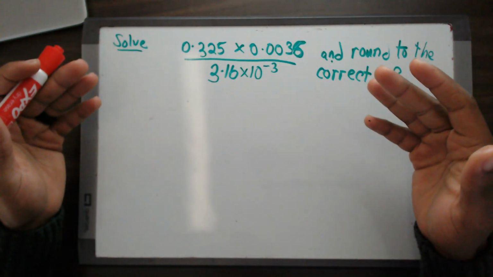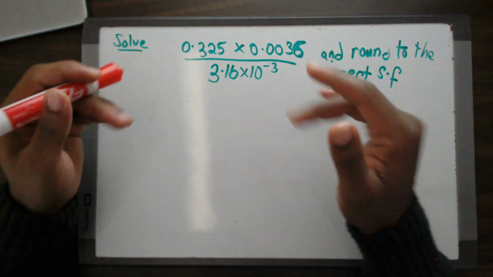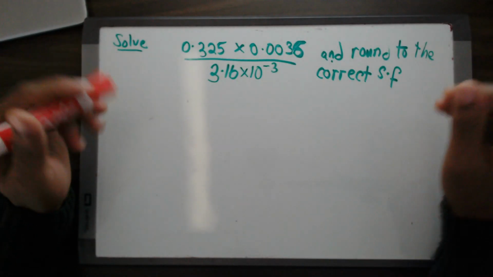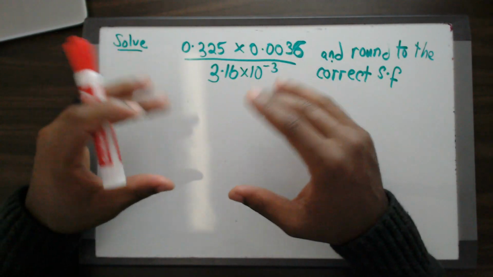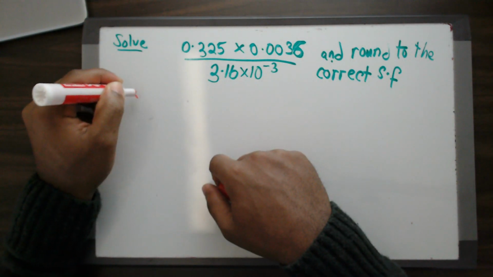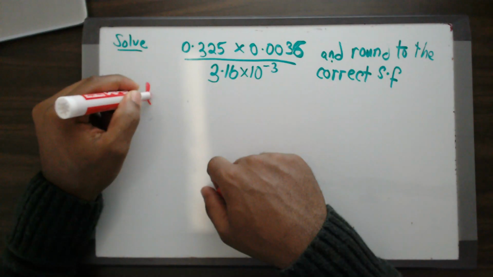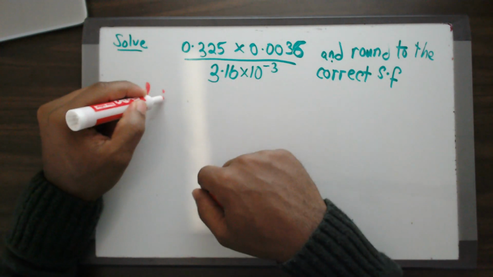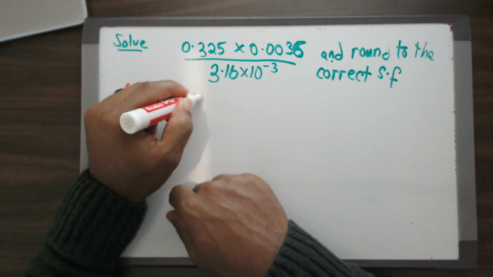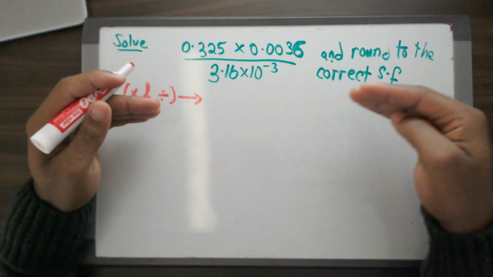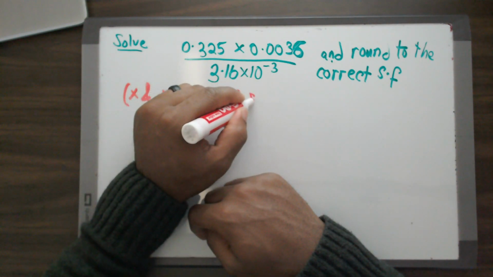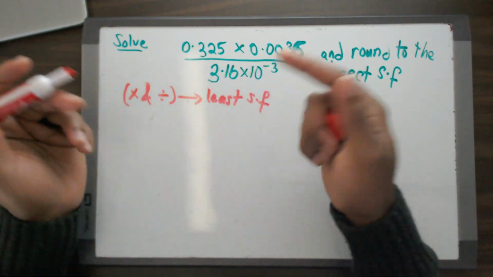In here, we're given a question that says you should solve the following and round to the correct significant figures. To approach this, we need to recognize what type of operations we are dealing with here. We're dealing with not only multiplication, but also division. When looking at multiplication and division, our final answer's significant figures should be to the lowest, or the least sig fig, from the question that is given.